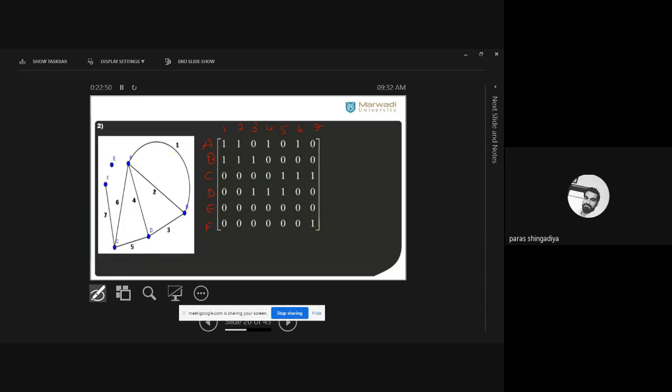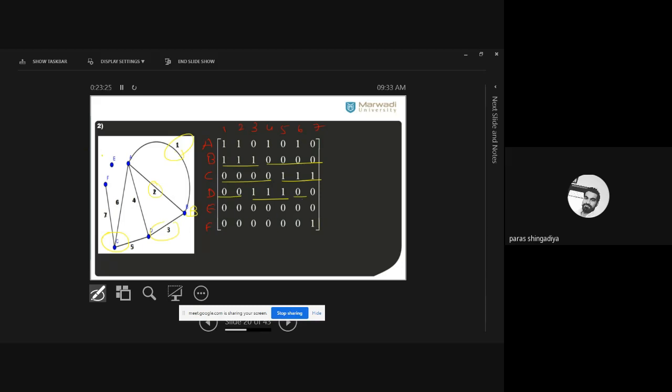Sorry, 1, 2, 3. That is vertex B here. So it is connected with 1, 2, 3, and the rest of the 4 entries are 0. Okay. C is connected with 5, 6, 7. So the first 4 entries will be 0 and the remaining 3 entries will be 1. D is connected with 3, 4, 5. So put 1 there and the rest, the first 2 and last 2 entries, will be 0.